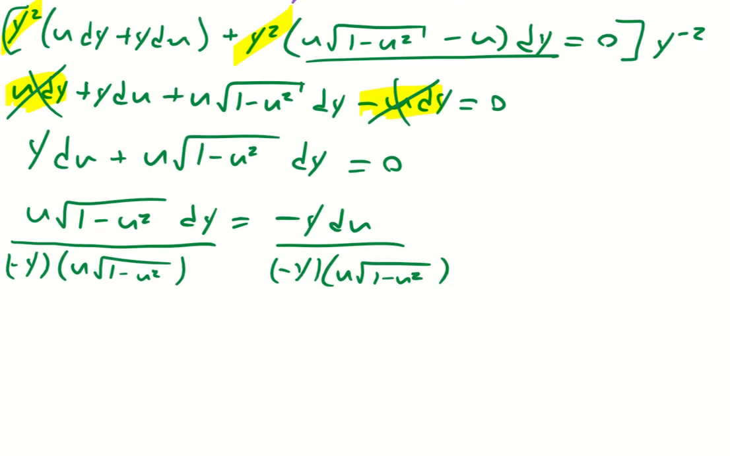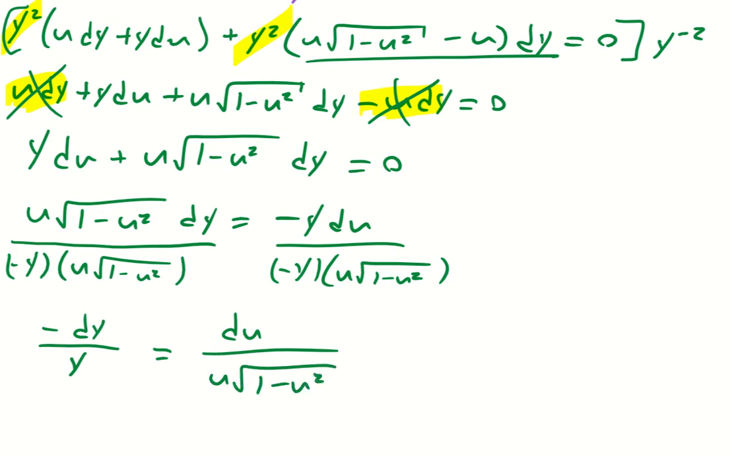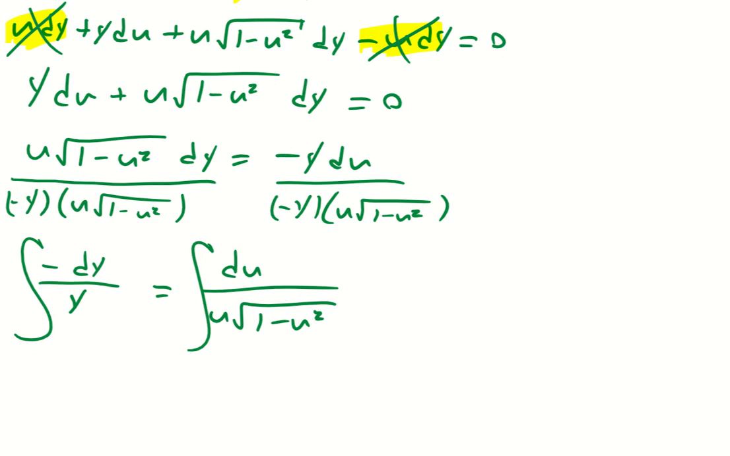Now let's simplify. The left-hand side is just minus dy over y. The right-hand side is du over u times the square root of the quantity 1 minus u squared. Our y variables are on the left-hand side. All our u variables are on the right-hand side, so we can anti-differentiate. The left-hand side is pretty easy. The right-hand side is not so easy. There's no obvious substitution we can do there.